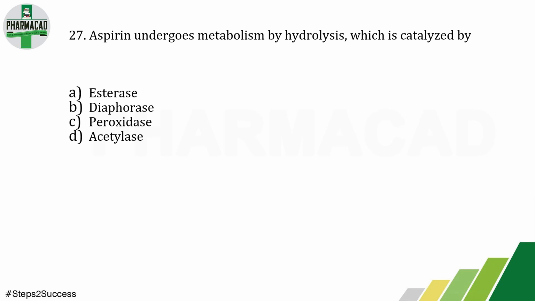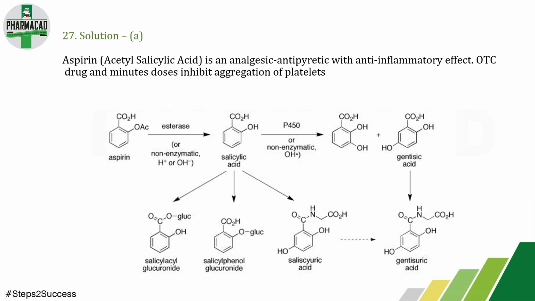Next question. Aspirin undergoes metabolism by hydrolysis, which is catalyzed by which of these: esterase, diaphorase, peroxidase or acetylase. So the solution is option A, that is esterase. Aspirin, that is acetylsalicylic acid, this is the structure for aspirin. It is an analgesic, antipyretic having anti-inflammatory effect, an OTC drug, and in minute doses inhibits the aggregation of platelets. So aspirin, by the enzyme esterase, will undergo hydrolysis to form salicylic acid.